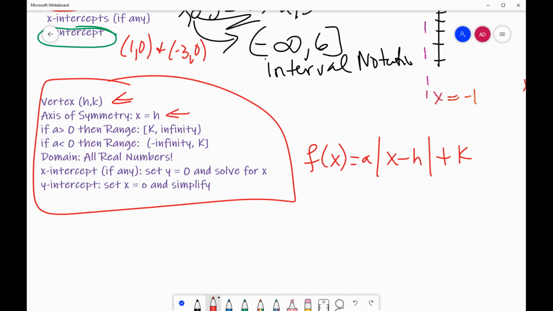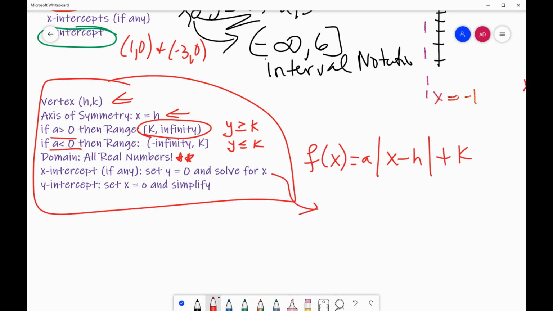The axis of symmetry is the fold line through the vertex, and it's a vertical line. Now, when a is positive, the range is actually k to infinity. And if you write it in the inequality form, it looks like that. If a is negative, then it's less than or equal to k. Domain is always all reals. You'll never get that wrong.